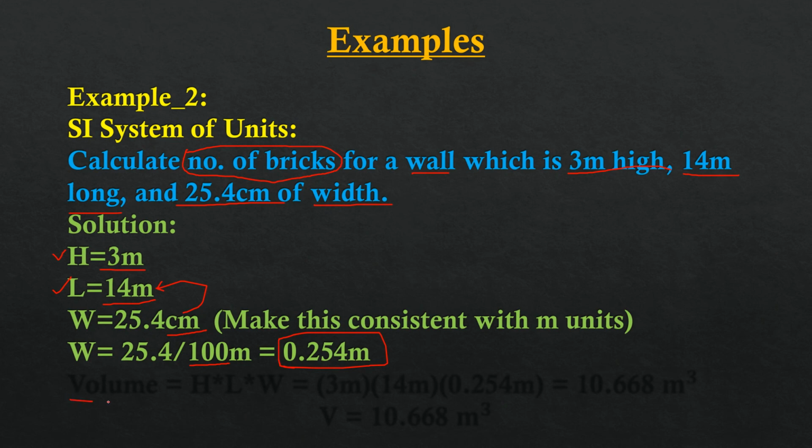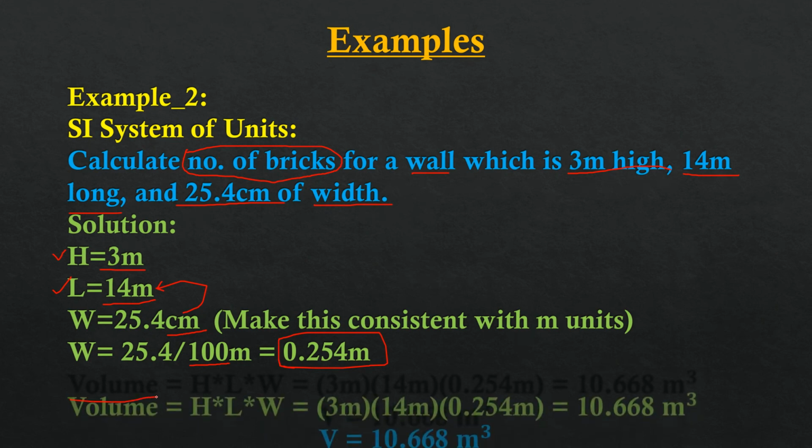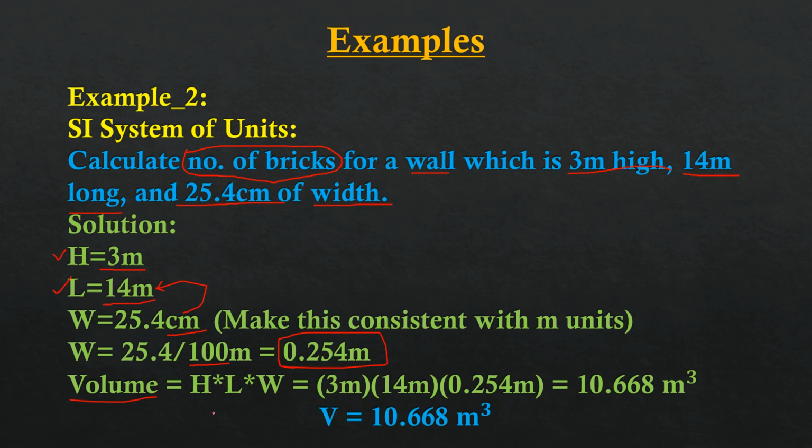The next step, the second rule, is to determine the volume. For volume calculation, you will multiply height, length and width with consistent units. So height is 3 meters, length is 14 meters and width is 0.254 meter. The total volume of this wall is 10.668 meter cube.